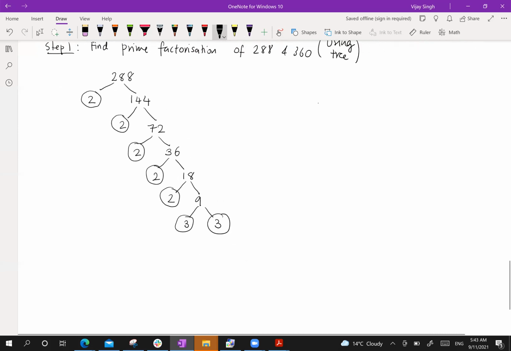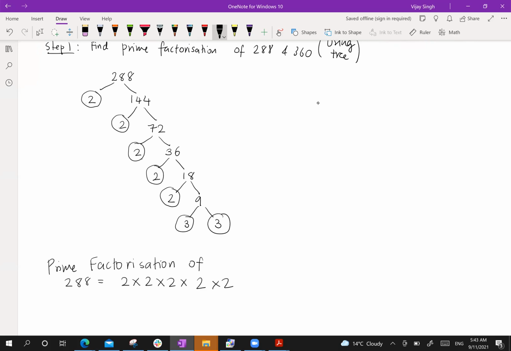So what do we have? We have the prime factorization, not just any factorization. So the prime factorization of 288 is going to be, I'll write down all of them separately: 2 times 2 times 2 times, how many 2s are there? 1, 2, 3, 4, 5. So 5 of those 2s, and then 3 times 3. So this is the prime factorization of 288. Now let's look at 360.